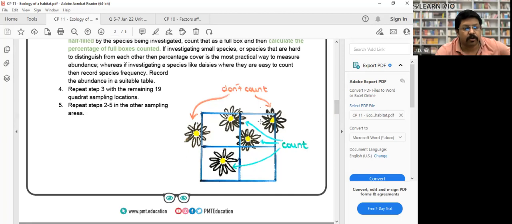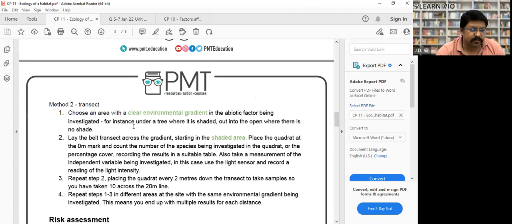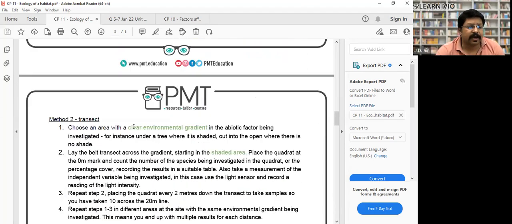So that's how we will count. Those here only 50% covered, only here 20 or 25% covered. So these will not be counted, right? That we have to take care of. After the sampling, what we have to do, second is transect method.